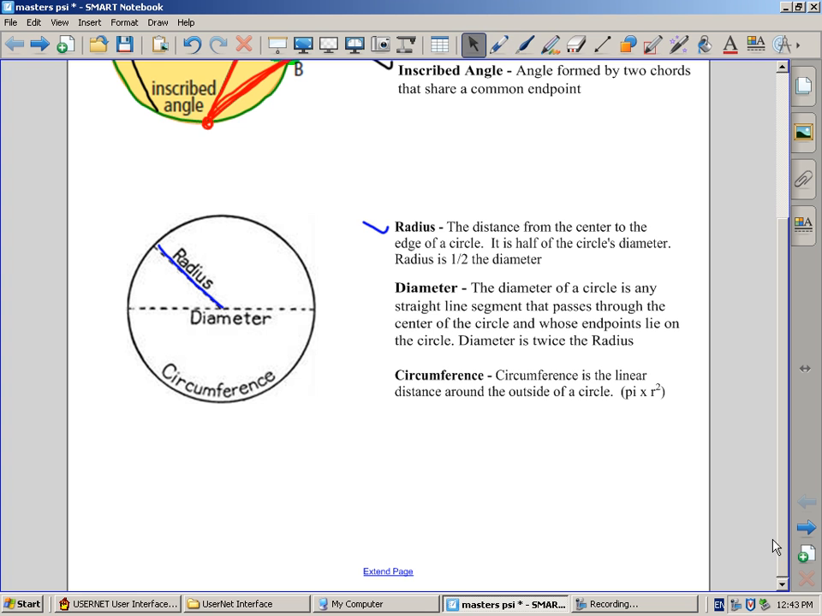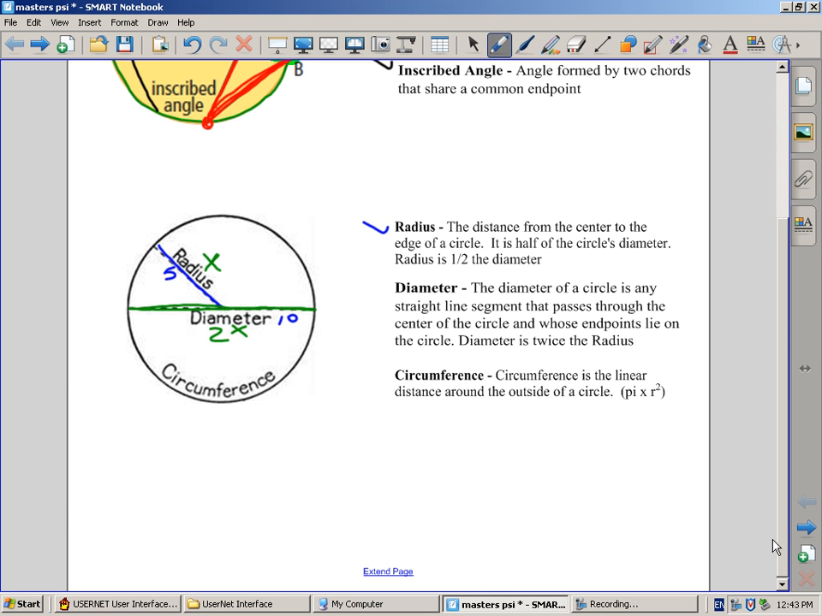Now the diameter, on the other hand, goes from one edge of the circle to the other, but must go through the center. It is the longest distance through a circle, and it is always twice that of what the radius is. Make that x. So if I was to say that the radius is 5 centimeters, then our diameter will be 10. And we could go vice versa. If we notice that our diameter was 10, then of course our radius would be 5.